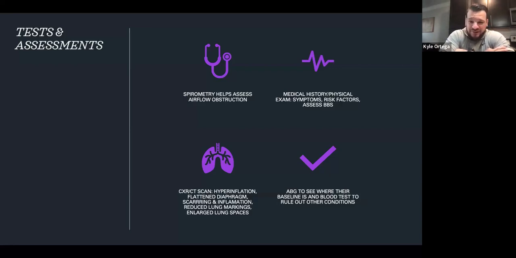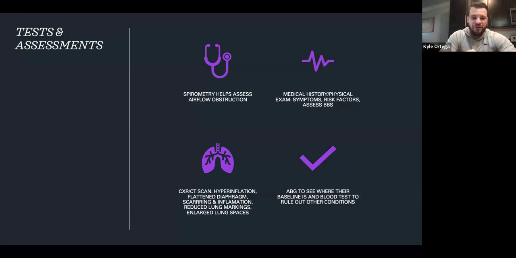Looking at chest X-ray and CT scans, you got a lot of hyperinflation, flattened diaphragm, scarring and inflammation, reduced lung markings, and enlarged lung spaces. And then we're going to look at the ABG to see where your baseline is, and blood tests to rule out other conditions.